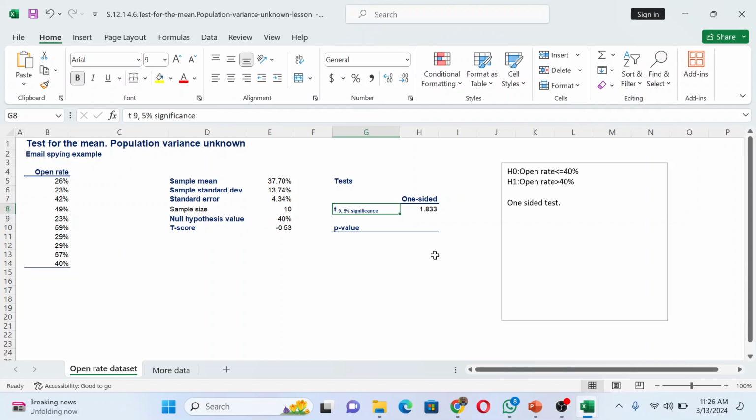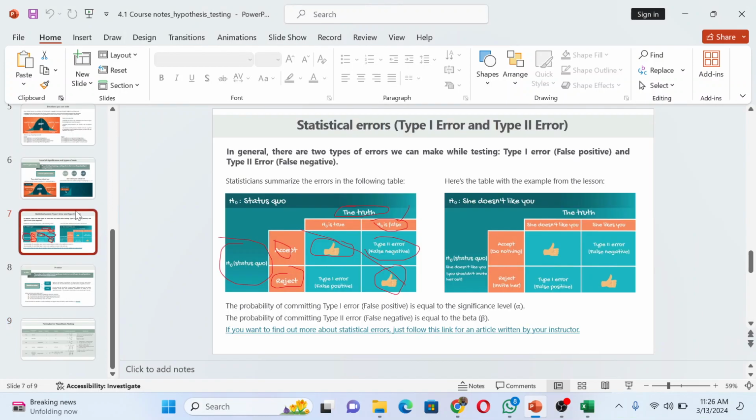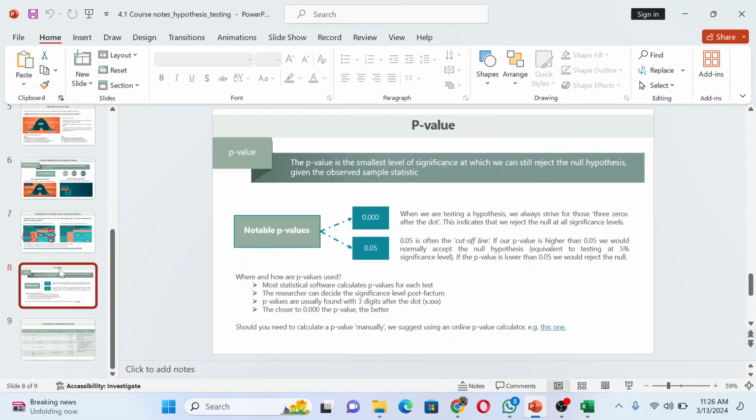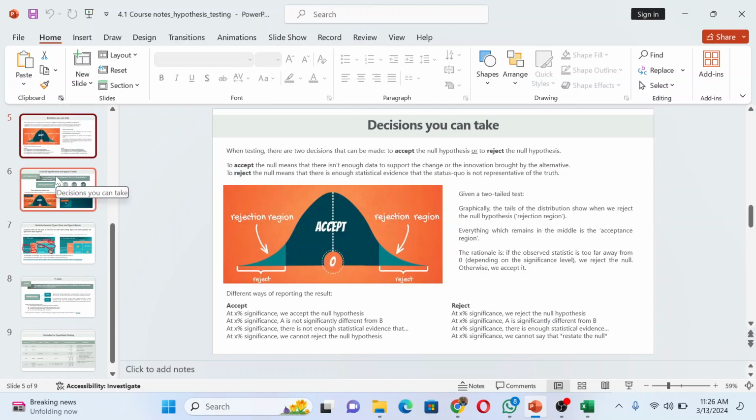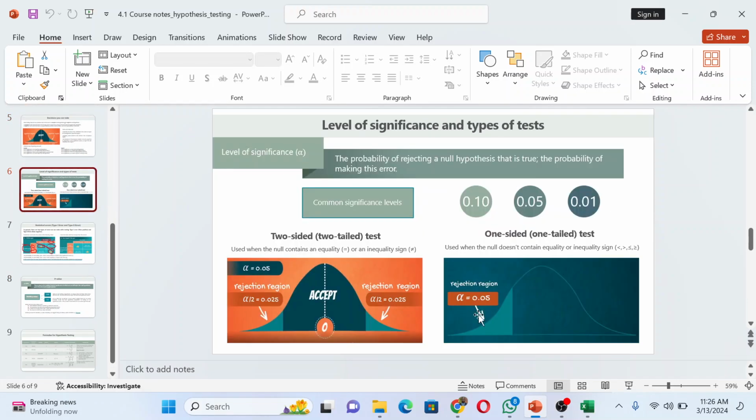Are you getting it? Let me take you back to the notes. It is here. Let us go back to the notes.